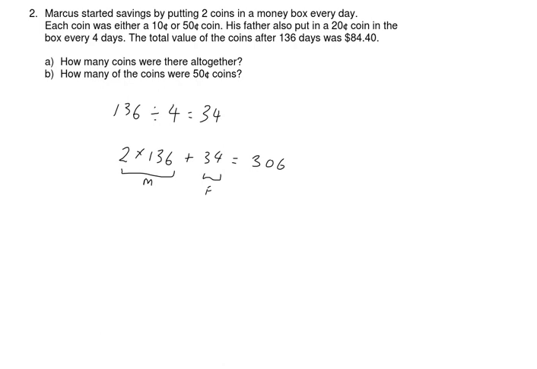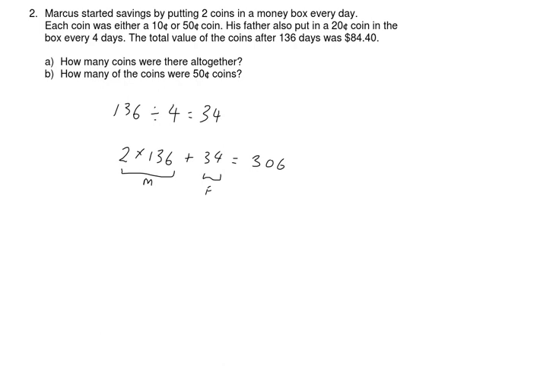Correct. Do you all hear what Beyonce said? Every day he could either put in 20 cents, 60 cents because of 1 10 cent and 1 50 cents, or $1 because of 2 50 cents. Okay, is the question clear so far? But do you agree with me that the answer for part A is 306? Because 136 days, each day 2 coins, multiplied by 2 plus the 34 coins contributed by the dad. Okay, now the second part, how many coins were 50 cent coins?